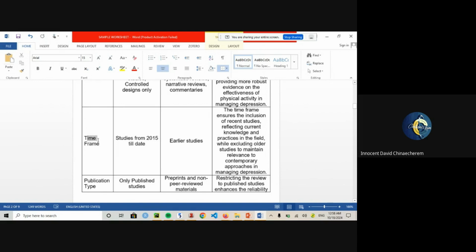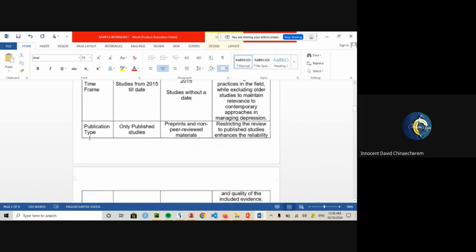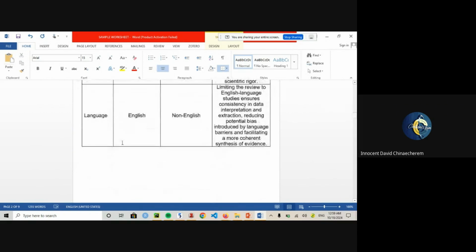For the time frame, maybe studies from 2015 to date, so earlier studies from before 2015 could be excluded. For publication type, we're only interested in studies that are published, so preprints or non-peer-reviewed materials will be excluded. For language, it's English and non-English.